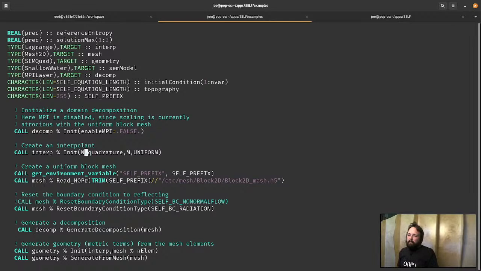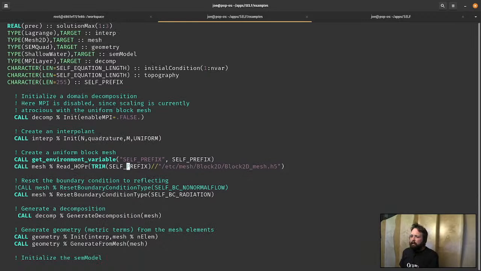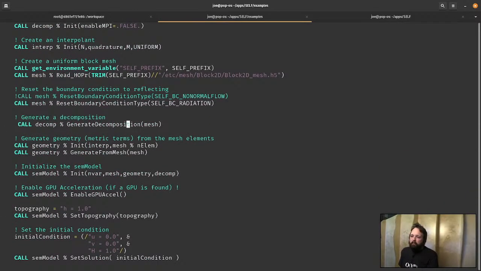So yeah, we create an interpolant which interpolates from the 7th degree Gauss quadrature points to a 15th degree uniform grid, which allows us to do plotting on a nice uniform grid. We talked about last week how to do mesh generation with HOHQMesh and HOPR. So we're reading in a HOPR mesh at this point for the 2D and 3D problems. Really, we're basically relying on HOPR input files for that. Generate a domain decomposition. If you did want to set all the boundary conditions to a single type, we have built-in methods for that kind of stuff too, which is kind of nice.